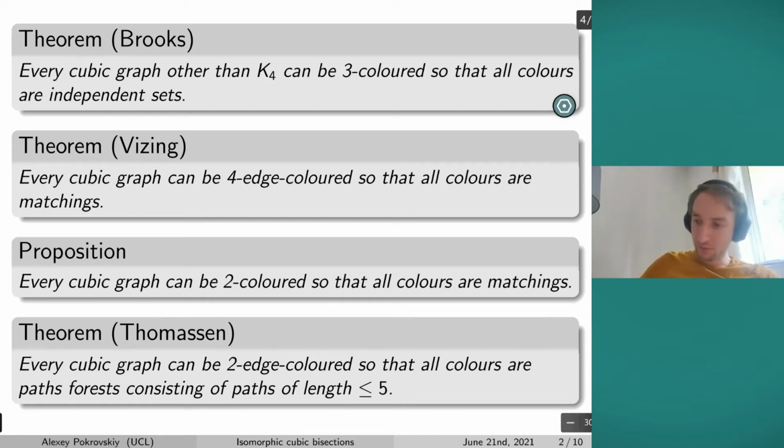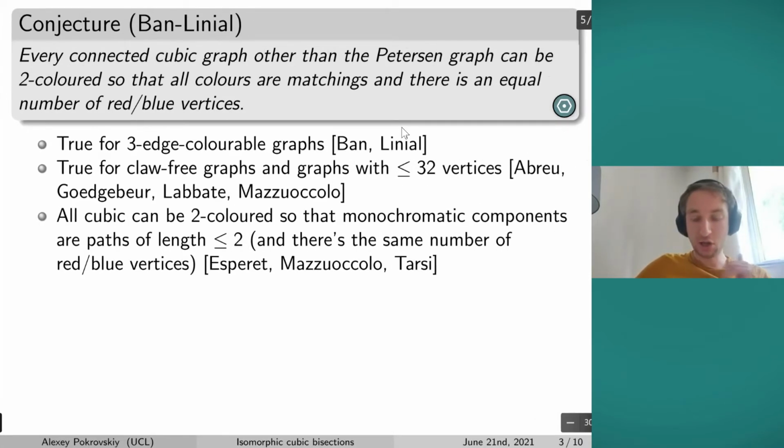So the motivation for what I want to talk about today is a version of this proposition about two coloring the vertices, but a version of it where you ask for there to be the same number of red and blue vertices. So here's a conjecture of Ban and Linial, which says that in the proposition on the last slide, you can color the cubic graph in such a way that you have the same number of red and blue vertices. So there is an equal number of red vertices and blue vertices.